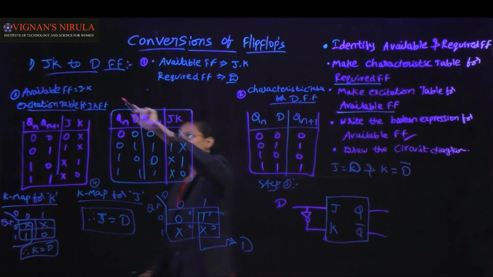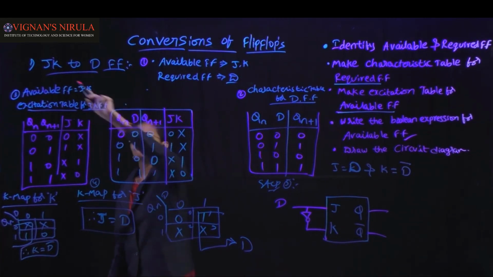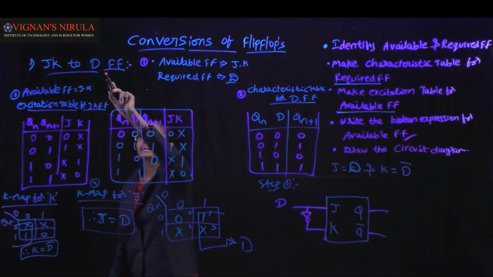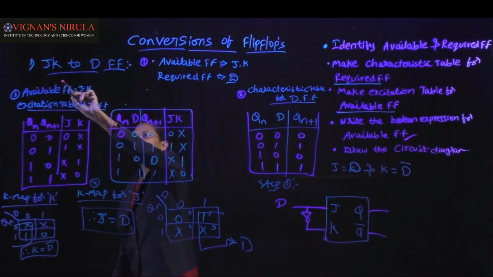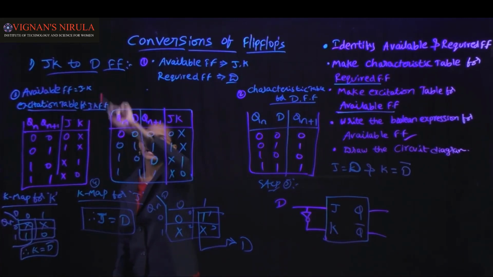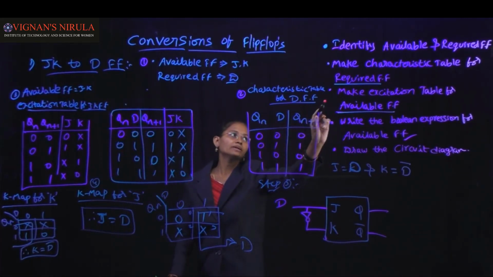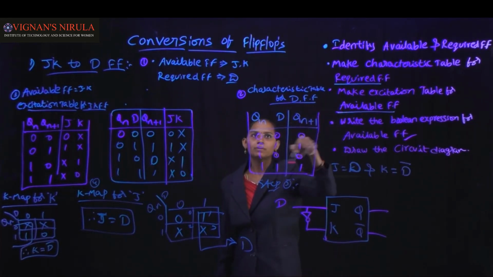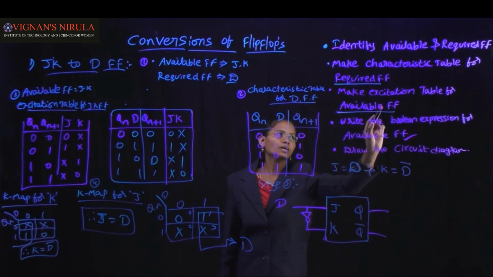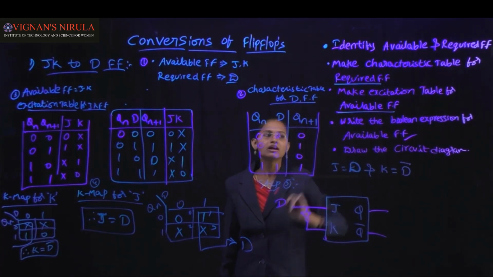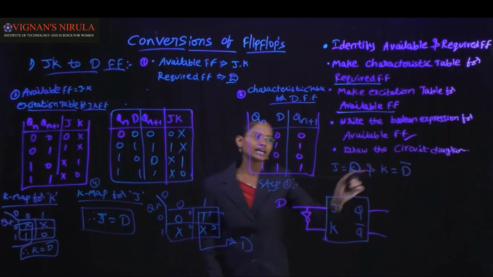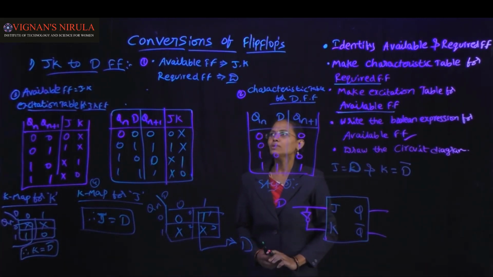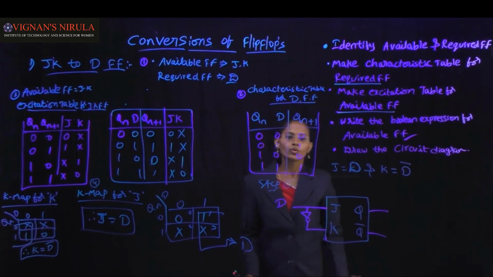Identify the available and required flip-flop. The first conversion is JK to D. The first one is the available flip-flop and second one is the required flip-flop. You must follow the available flip-flop is first one and required flip-flop is second one, that is the D. And second step is characteristic table for required flip-flop. Okay. And third step is excitation table for available flip-flop. And next Boolean equations, write down the equations, and next draw the circuit diagram. This is the flip-flop conversion JK to D.